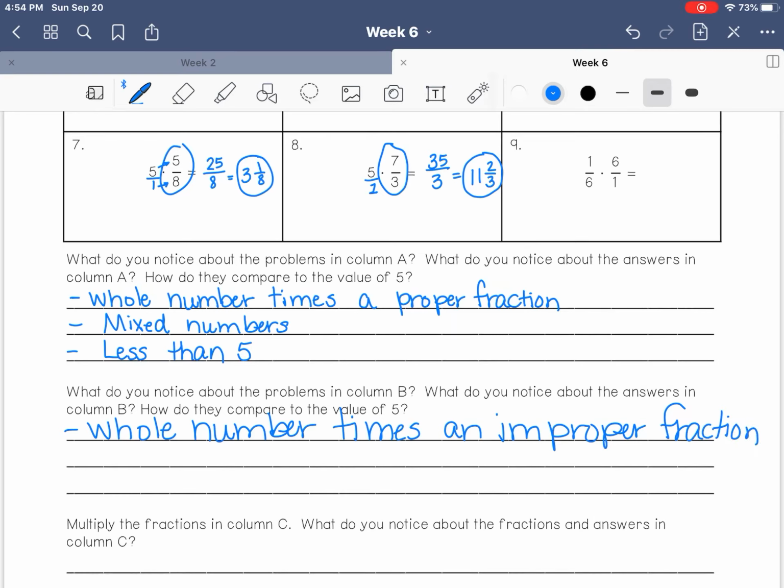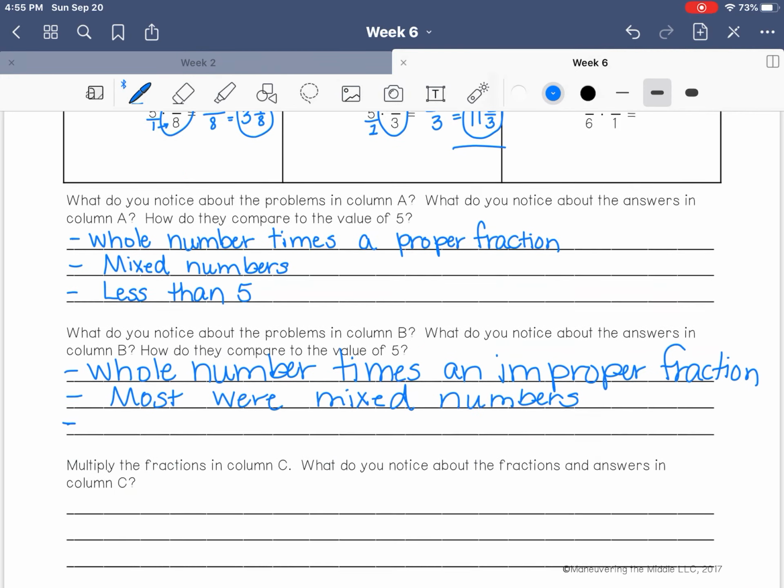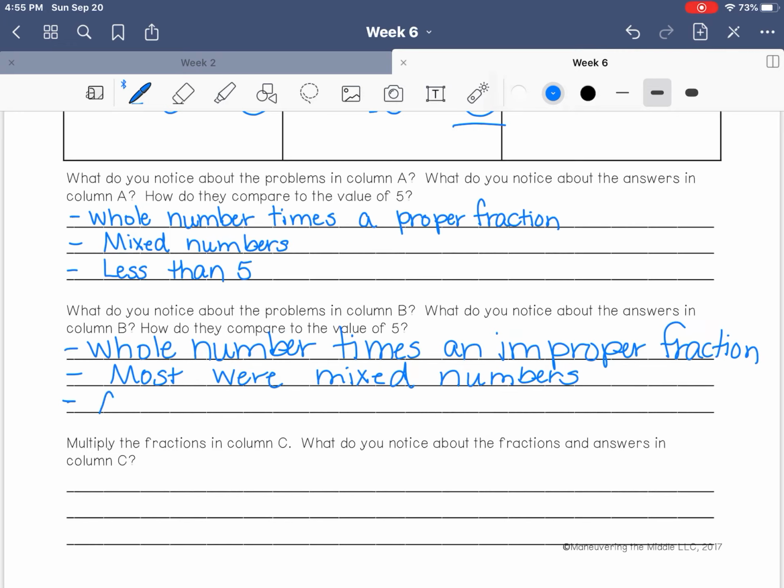If you watched the other video, you know why that's important. Okay, what about the answers? Most of the answers were mixed numbers. But one was a whole number, right? And then finally, if you'll notice, the answers were 6 and 1/4, 8, 11 and 2/3. All the answers were greater than 5.